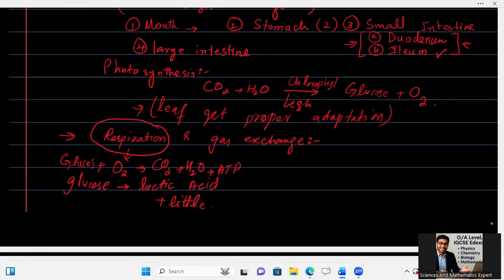And it causes the oxygen debt, which is repaired after the exercise by breathing heavily to oxidize the lactic acid, converted back into carbon dioxide and water.